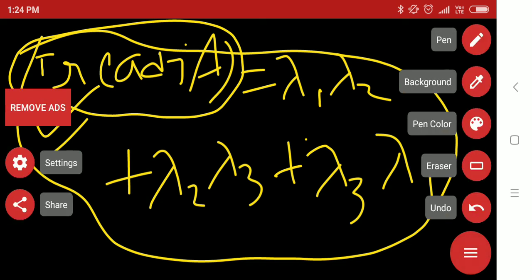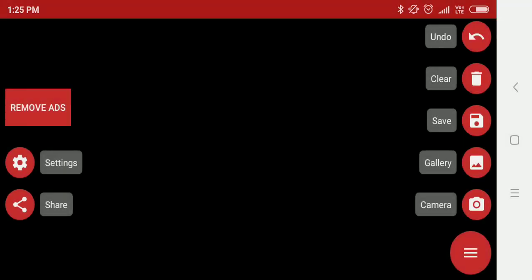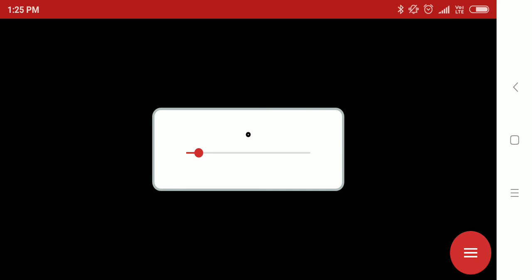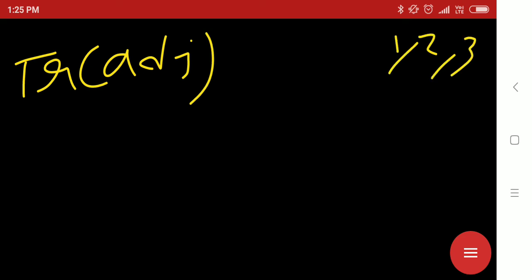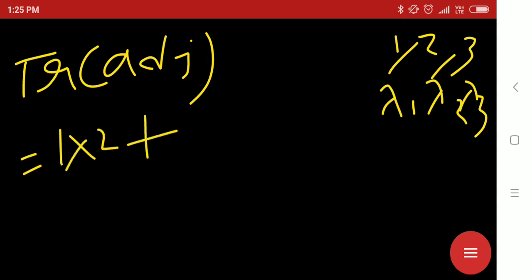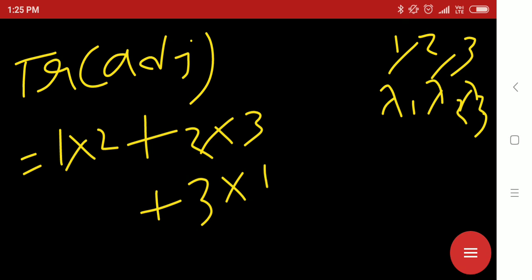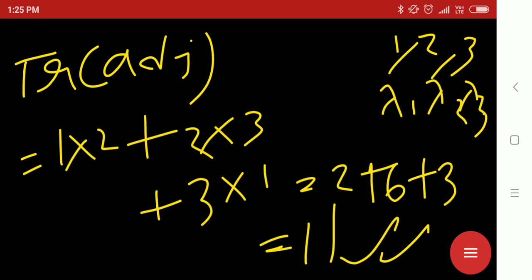So what are the eigenvalues we have? We have recently got the third eigenvalue as 3. So for the trace of adjoint of A, we have 3 eigenvalues: 1, 2, 3. So lambda 1 into lambda 2 plus lambda 2 into lambda 3, that is 2 into 3, plus lambda 3 into lambda 1, that is 3 into 1. So 2 plus 6 plus 3 equals 11. So this is the answer, the trace of adjoint of A is 11.